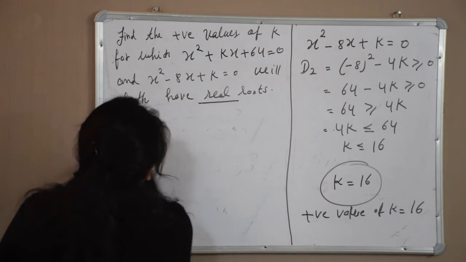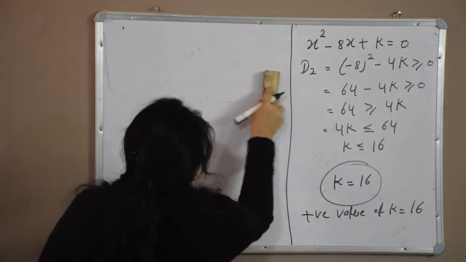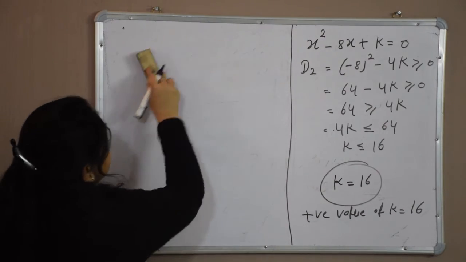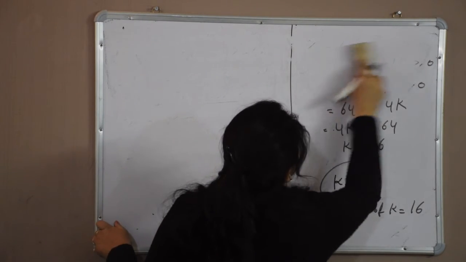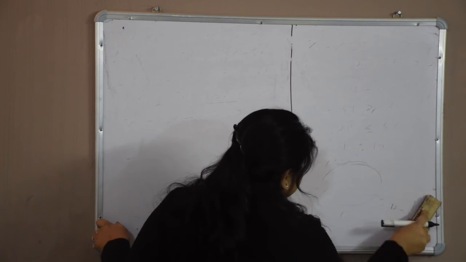Now we will consider one more category, and that is for imaginary roots. Only that category is left. We have taken the other categories.